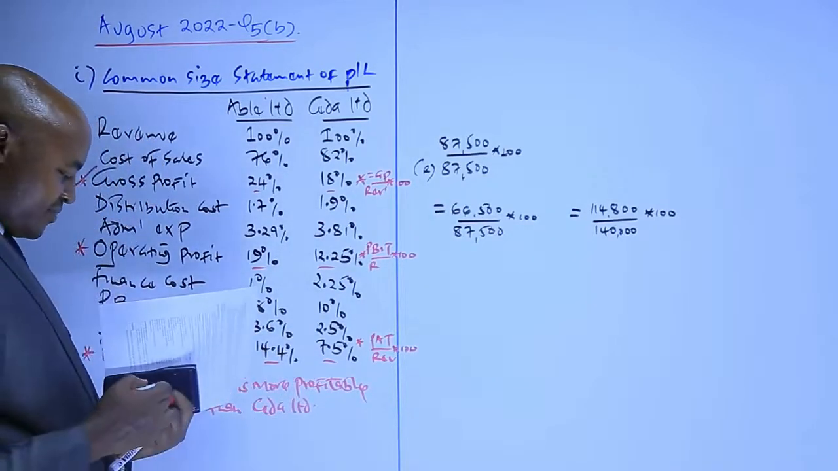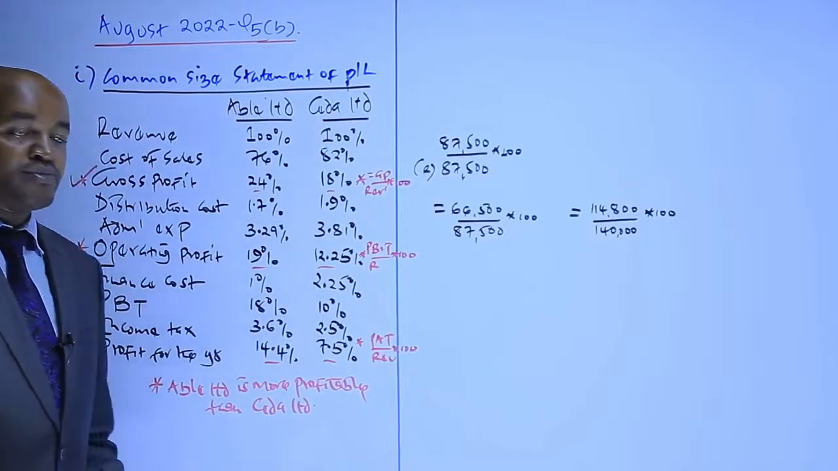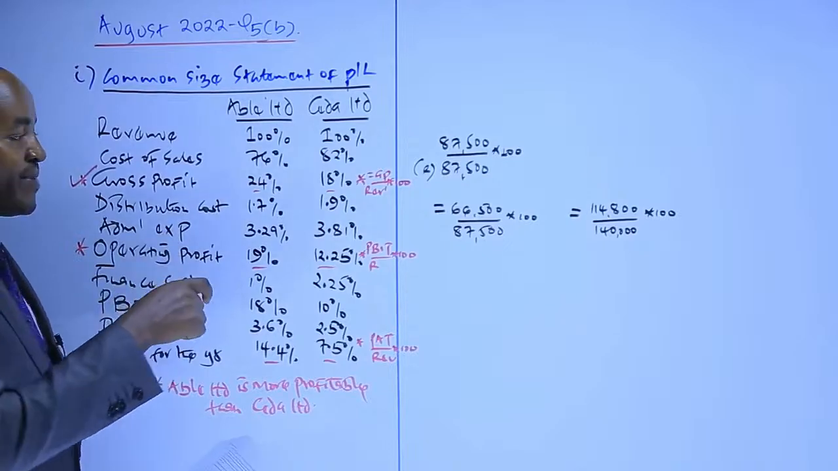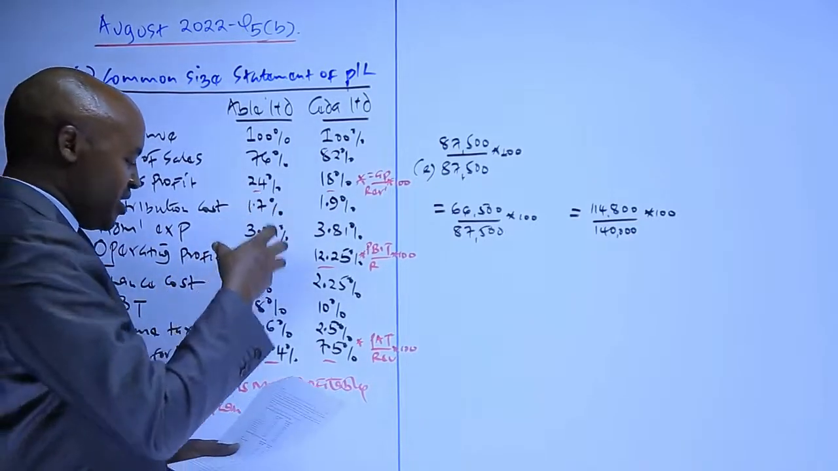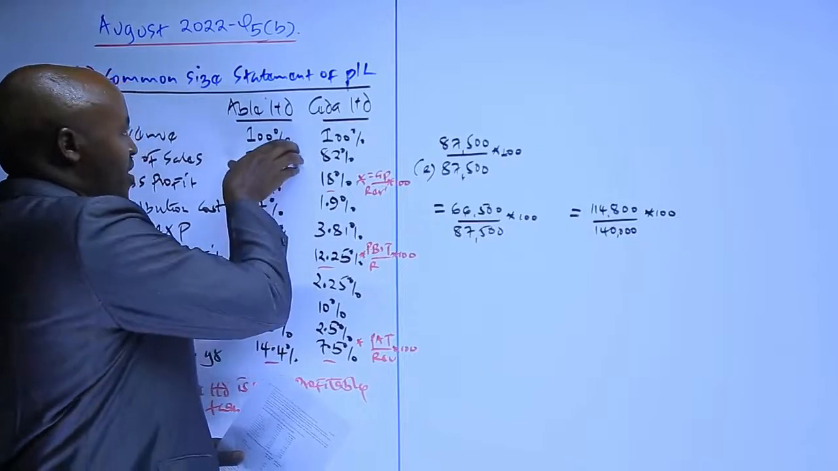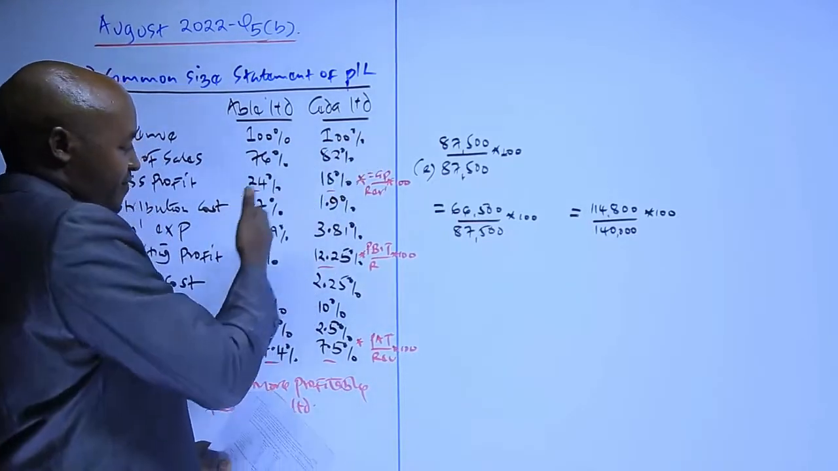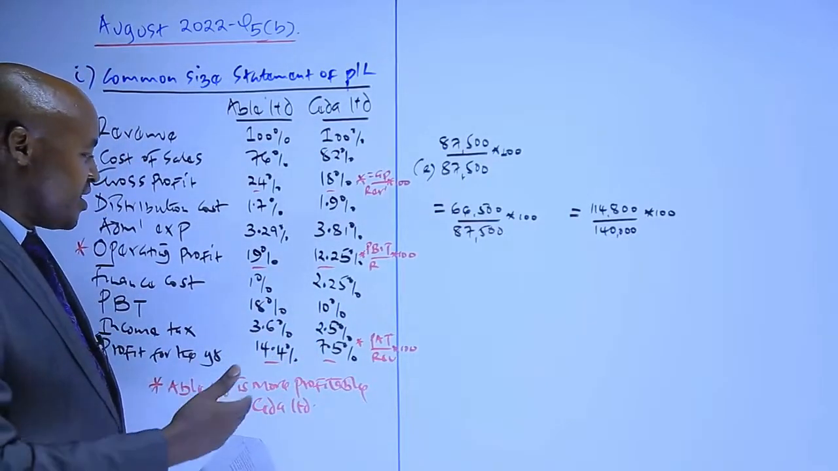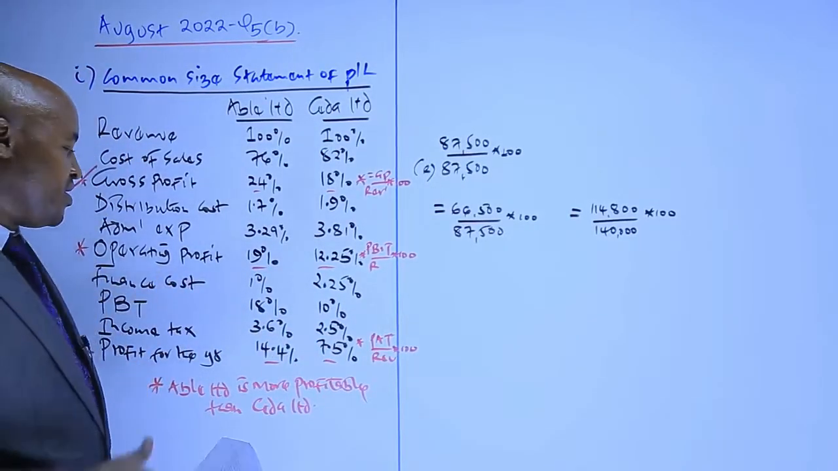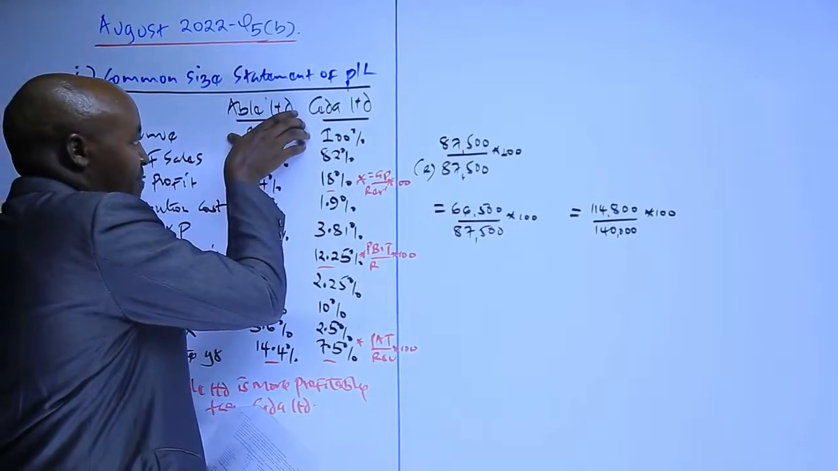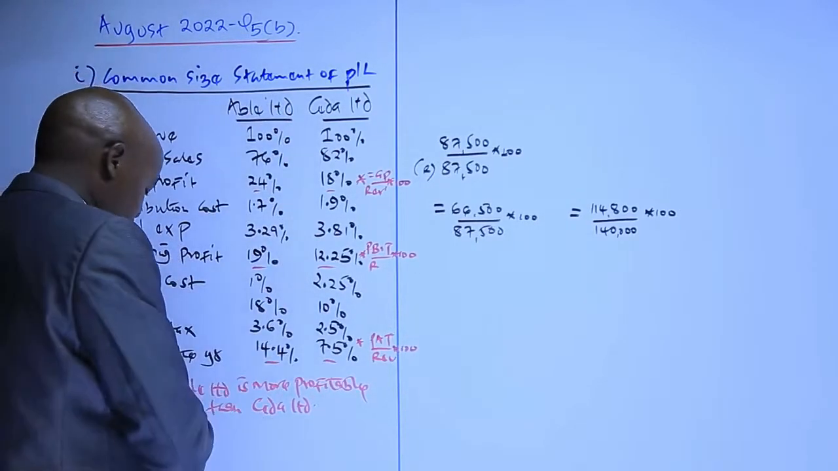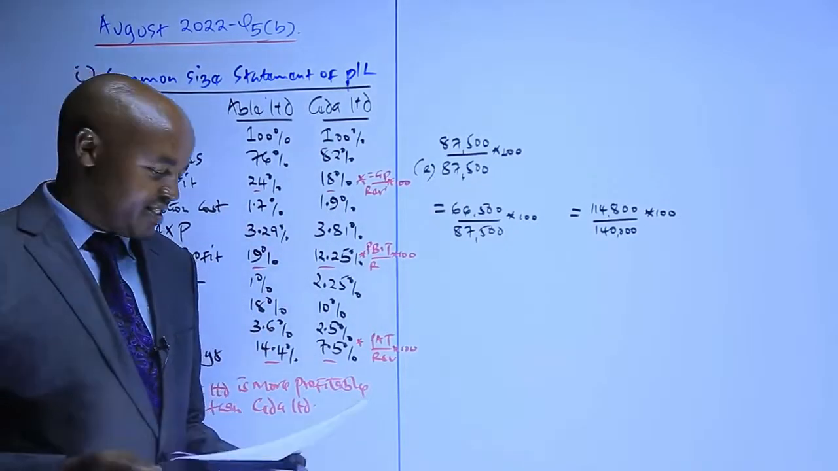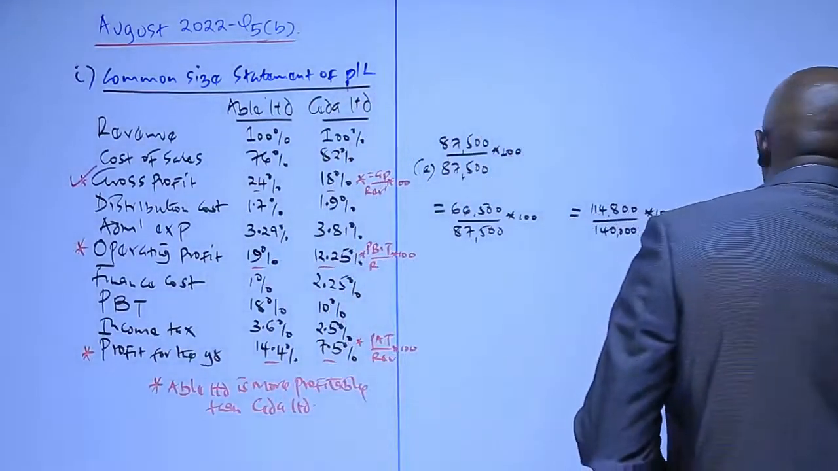Remember, this information will help us in advising the management of Dragon Limited on which company to acquire. Remember, we are told that Dragon Limited is targeting to acquire either Able or Cedar. So if we are advising the management on which company to acquire based on their profitability, automatically we are going to advise them to acquire Able, because as per these three profitability ratios, this company is more profitable than Cedar. So let's move to Roman 2 of that particular question.